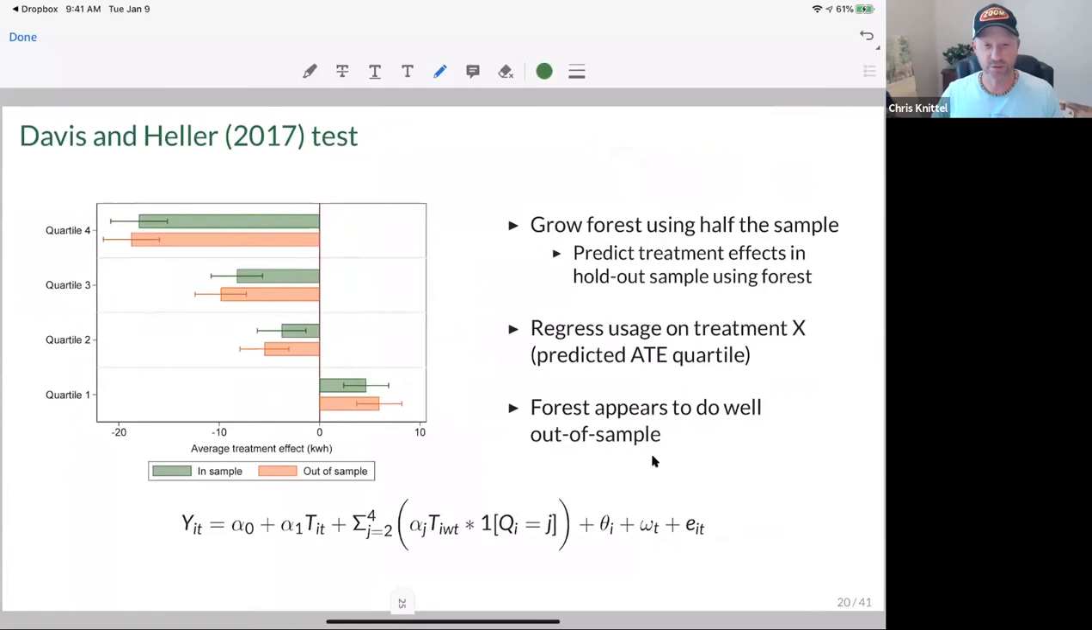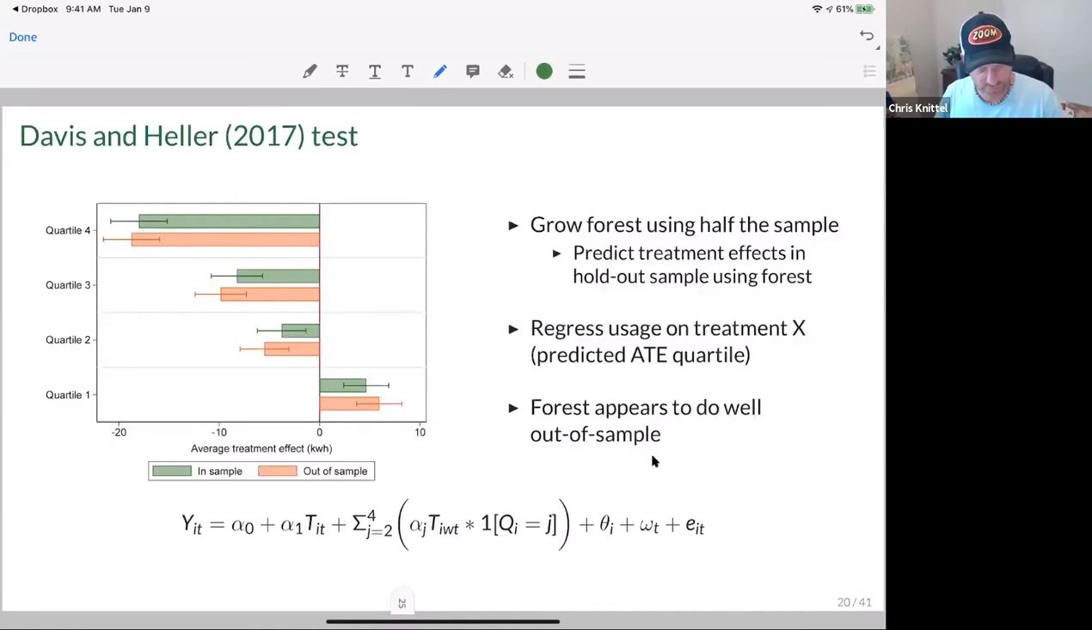How well does it do out of sample? So Davis and Heller have a nice AER Papers and Proceedings paper where they use this technique on a summer job program. They suggest the following test, which is you grow your tree on half of your sample, you predict who's going to be in the 4 quartiles in terms of treatment effects. You use those predictions in your cross-validation sample, and you estimate the treatment effects in that holdout sample.